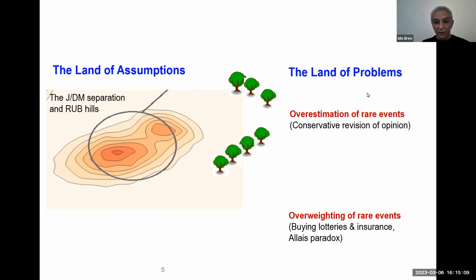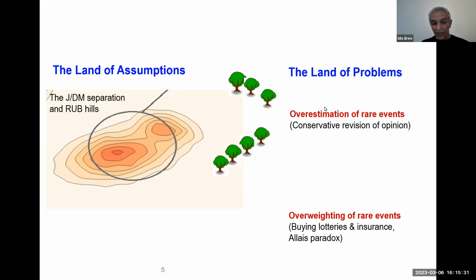Based on this research, you can see from this hill the overestimation of rare events, as in the study I've just shown you by Phillips and Edwards. And from this part of the land of assumptions, you can see that people overweight rare events, as in buying lottery and insurance, in the Kahneman and Tversky study.